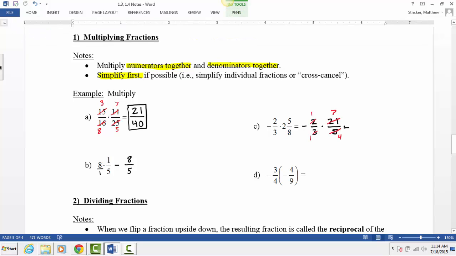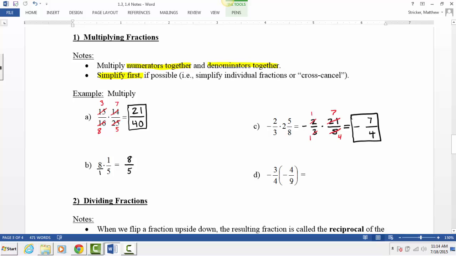And then we go ahead and multiply. Remember our rules for multiplying signed numbers. We have a negative number here times a positive number, and a negative times a positive is a negative. We multiply the numerators: 1 times 7 is 7, and then the denominator, 1 times 4 is 4. So the answer here is negative 7 over 4.